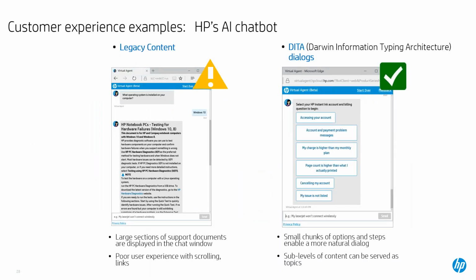Another example of this is the chatbot that Joe talked about. With the legacy systems, we were displaying large sections of support documents in the chat window, and agents or customers had to scroll through the content and look through the links to search for relevant information. But with the data dialogues, we are able to send small chunks of options and steps, which is more like a natural dialogue, and it's served as topics so customers can solve the problem better.